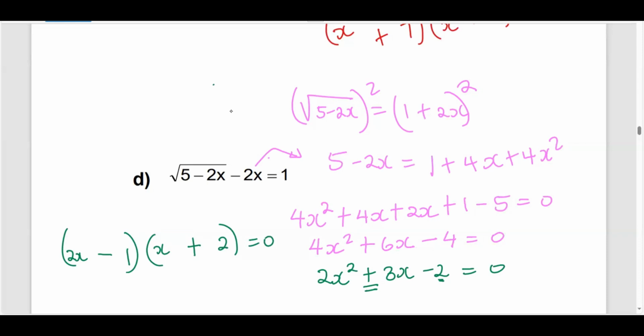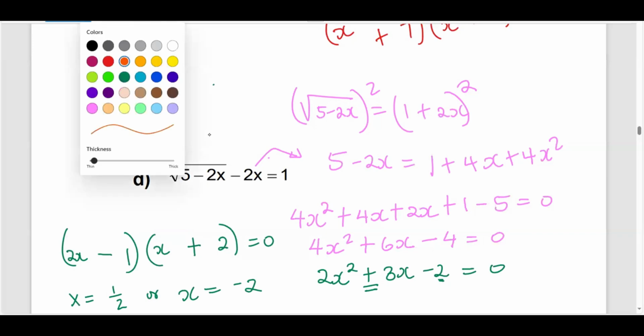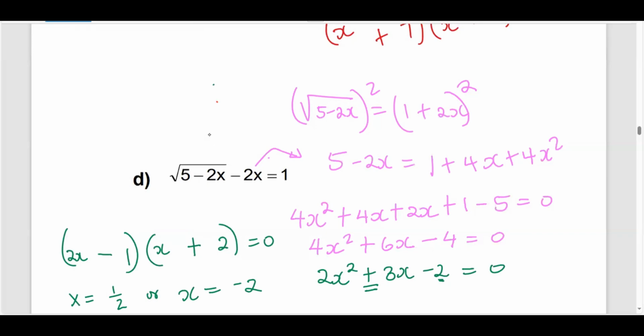Then when I'm solving, x is going to be a half, or x is going to be negative 2. Then our next step is just to test these solutions of ours, okay? So when we are testing, we said we're using a half. So it's going to be 5 minus 2 times a half, which is 5 minus 1, which is a 4. Square root of 4 gives us a 2.